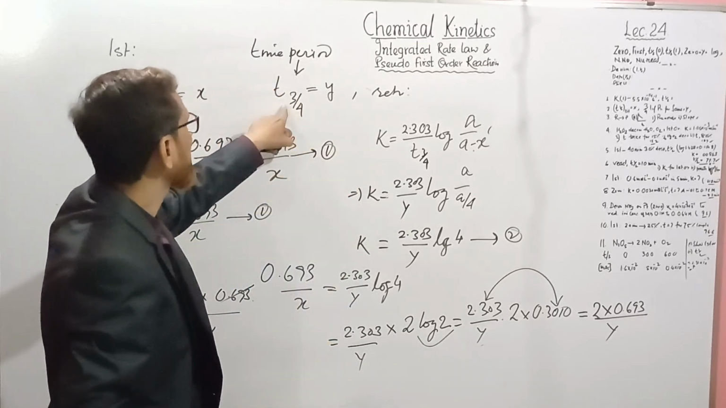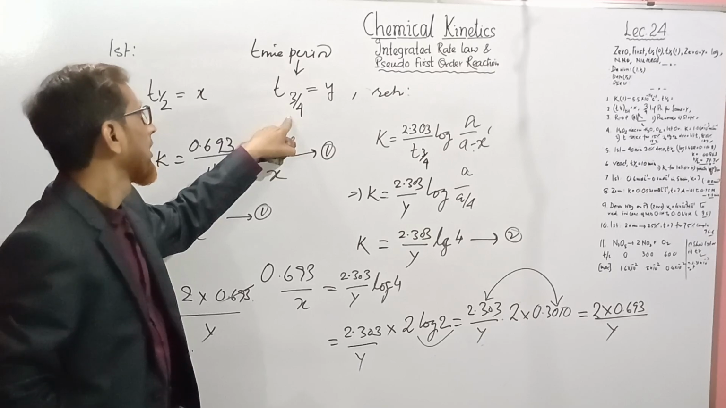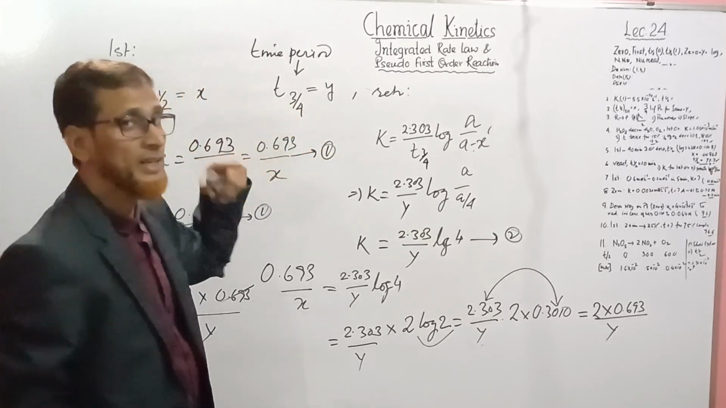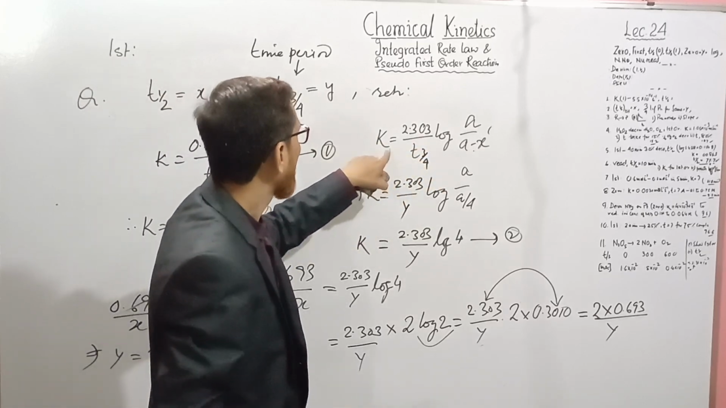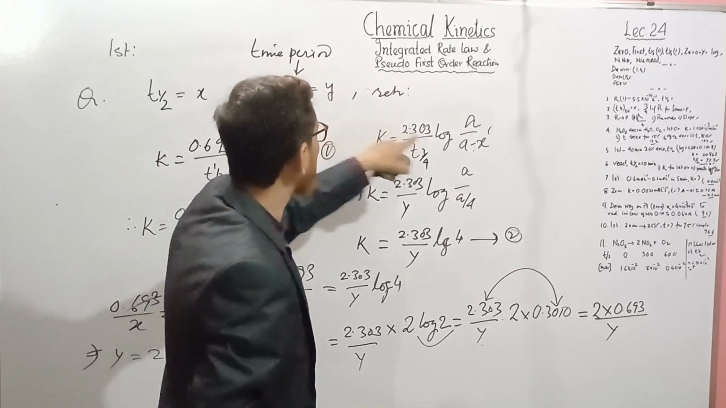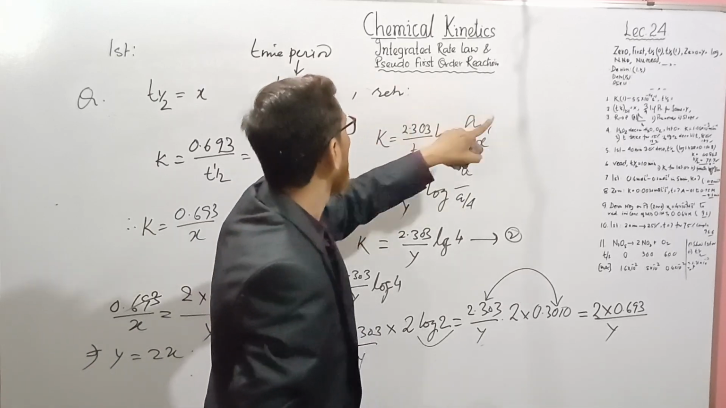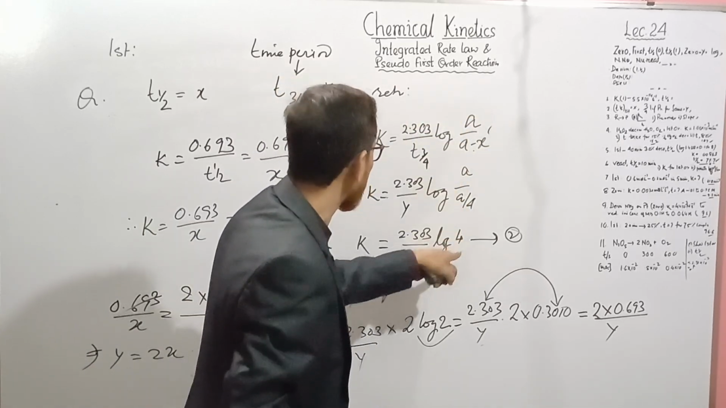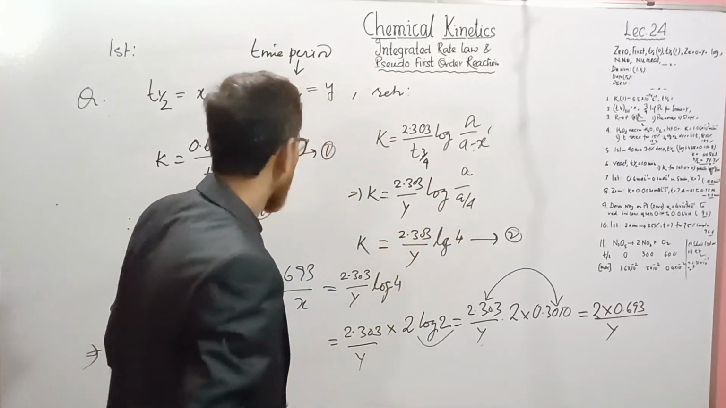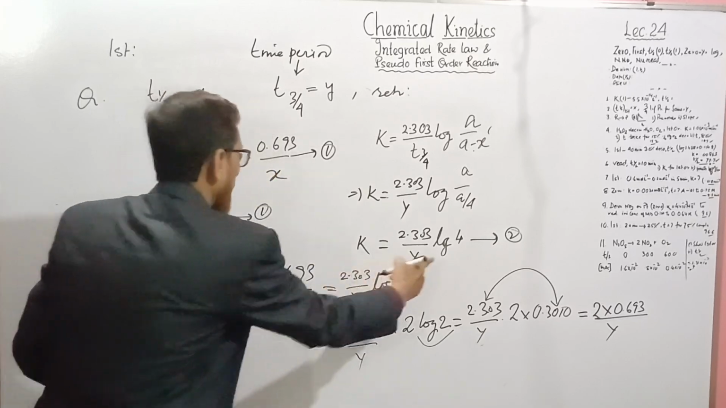And for the second, it is 3/4. If the fraction is more than half, then we need to apply this formula. K is equal to 2.303 over t half, log A by A minus x. Where 3/4 means x is equal to 3/4 of A. So A minus x, we are getting this is equal to log 4. We got K is equal to 2.303, Y is equal to log 4. Am I right? Now we compared 1 and 2.